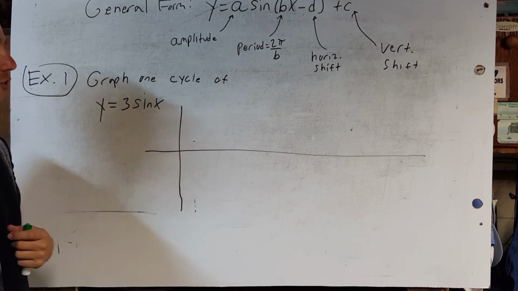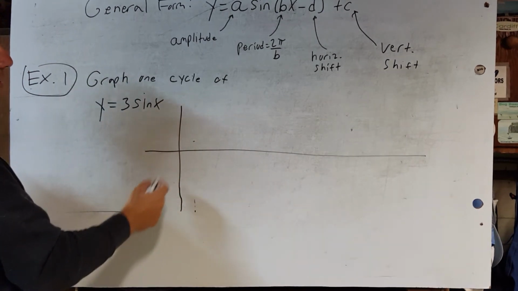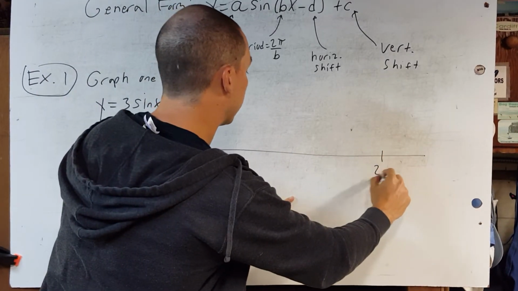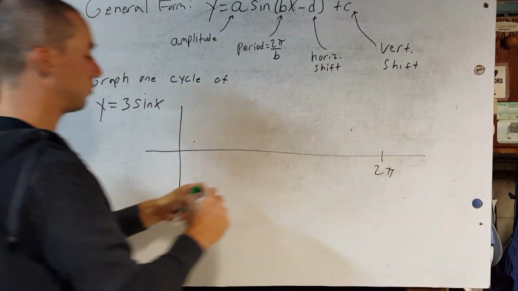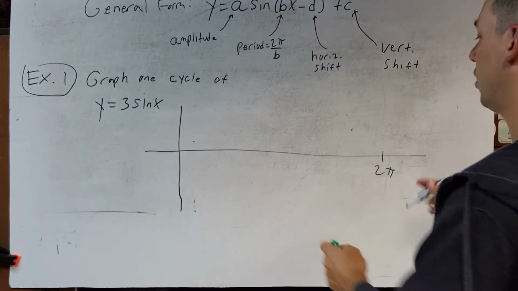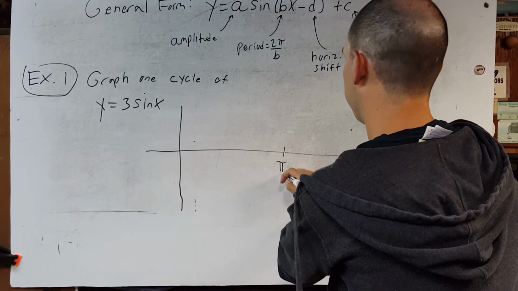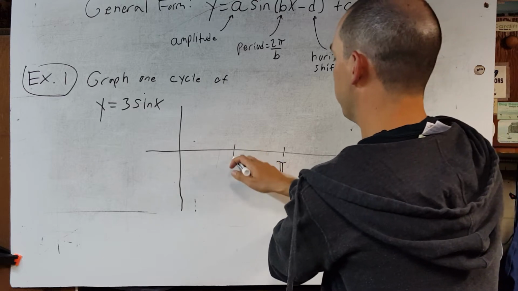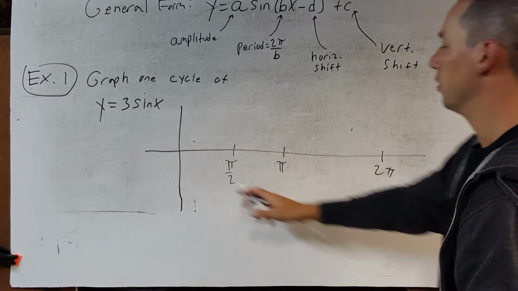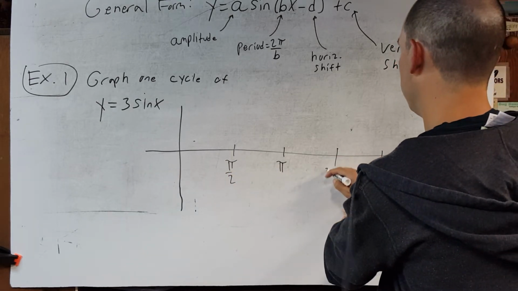So the period has not changed. It's still 2 pi. So I'm going to graph one cycle. That's going to go from 0 to 2 pi. So 0 is here. We'll say 2 pi is there. Okay. I'm going to cut that distance into 4 equal sections. So cut it in half to give me pi right there. Cut that distance in half to give me pi over 2. And then I need to cut this distance in half. Well, this is 1 pi over 2, 2 pi over 2. Here's 3 pi over 2.